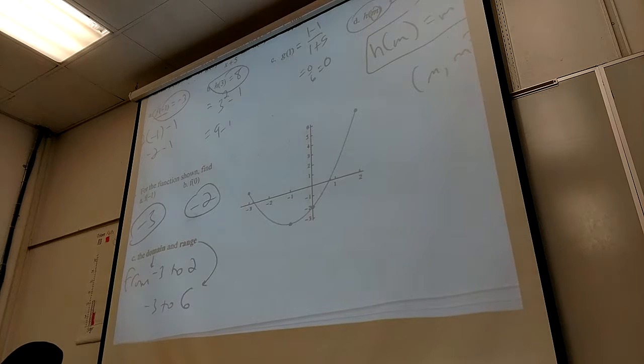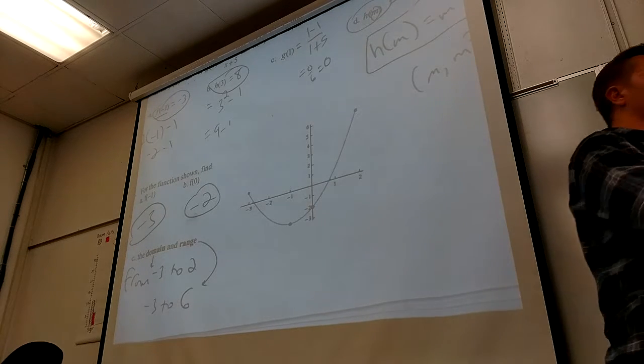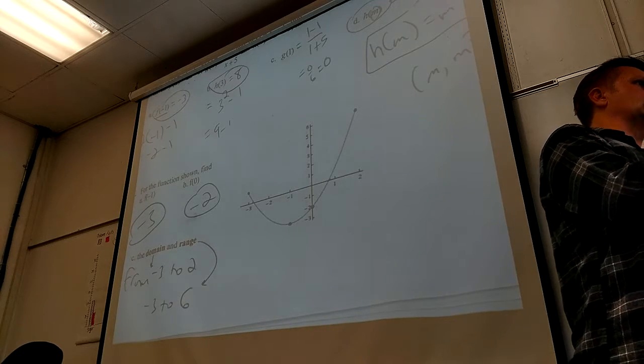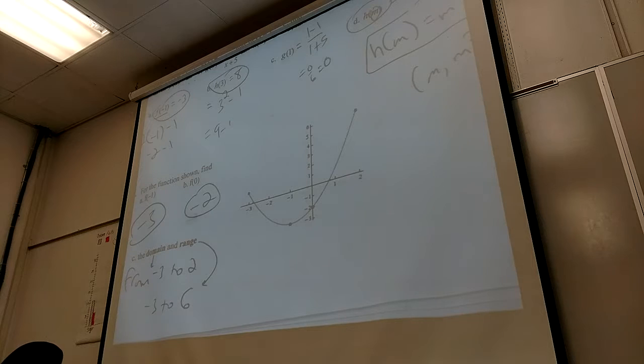How did you do this? What's the lowest x that's used? -3. And then I use every other x up to 2. Beyond 2, there's no output. So every x from -3 to 2 has an output.